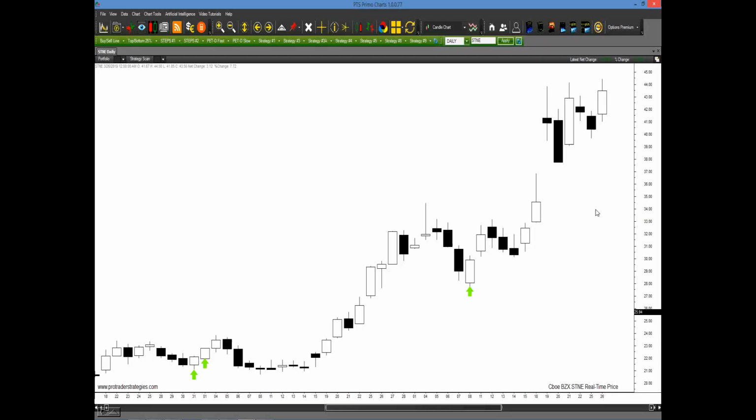All right, so let's look at some more examples here. Let's look at STND, all right? We have a couple of really nice signals down here, which probably would have been the best one, and then this was good too, but the high probability setup is down here, all right? How could we have taken advantage of that?